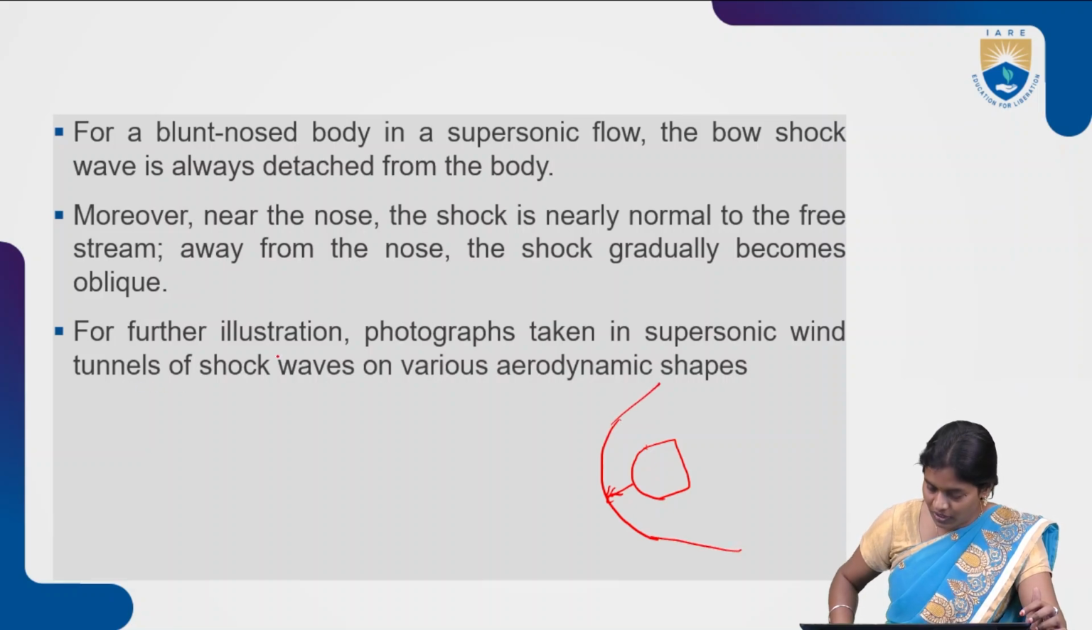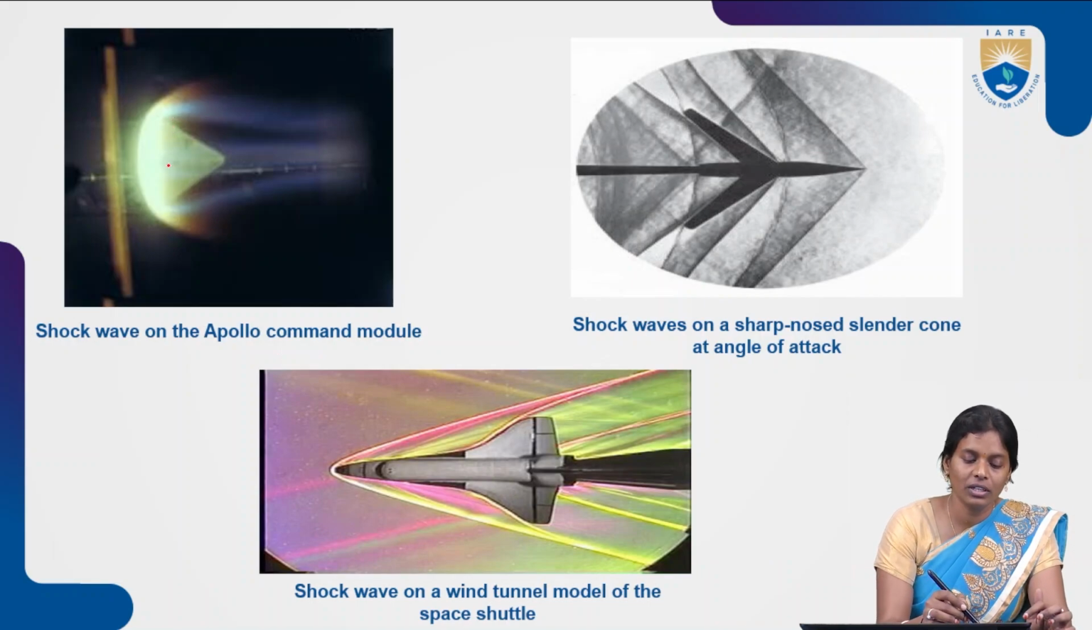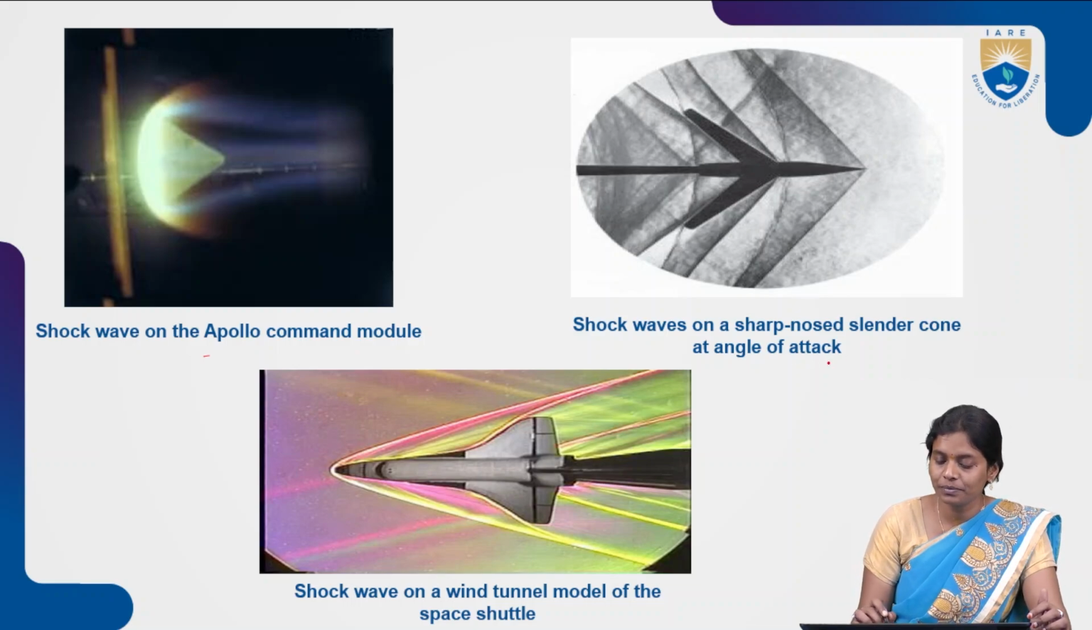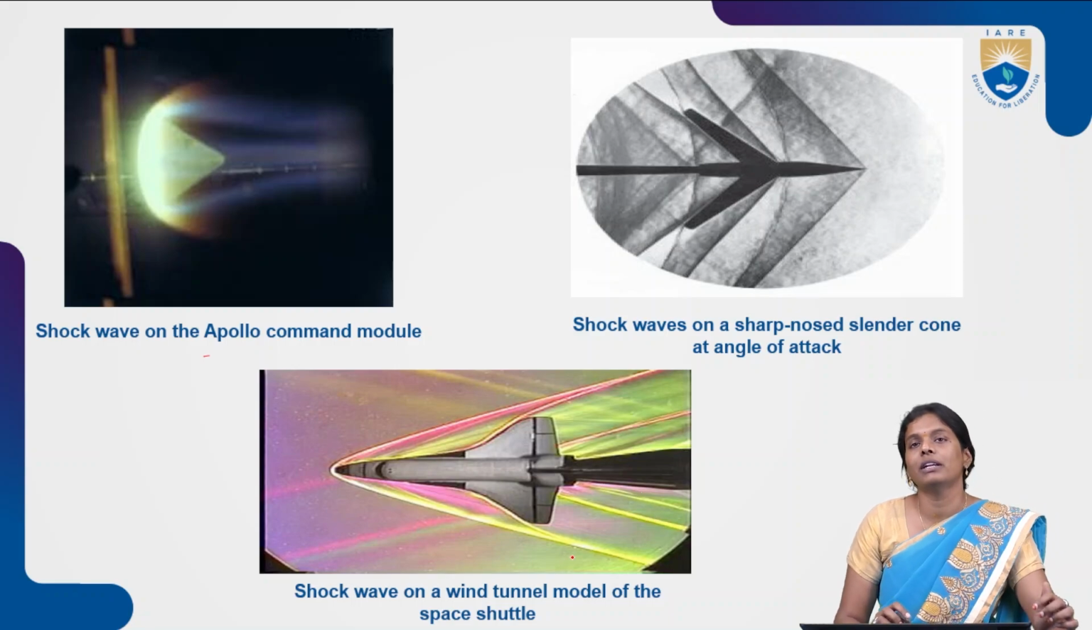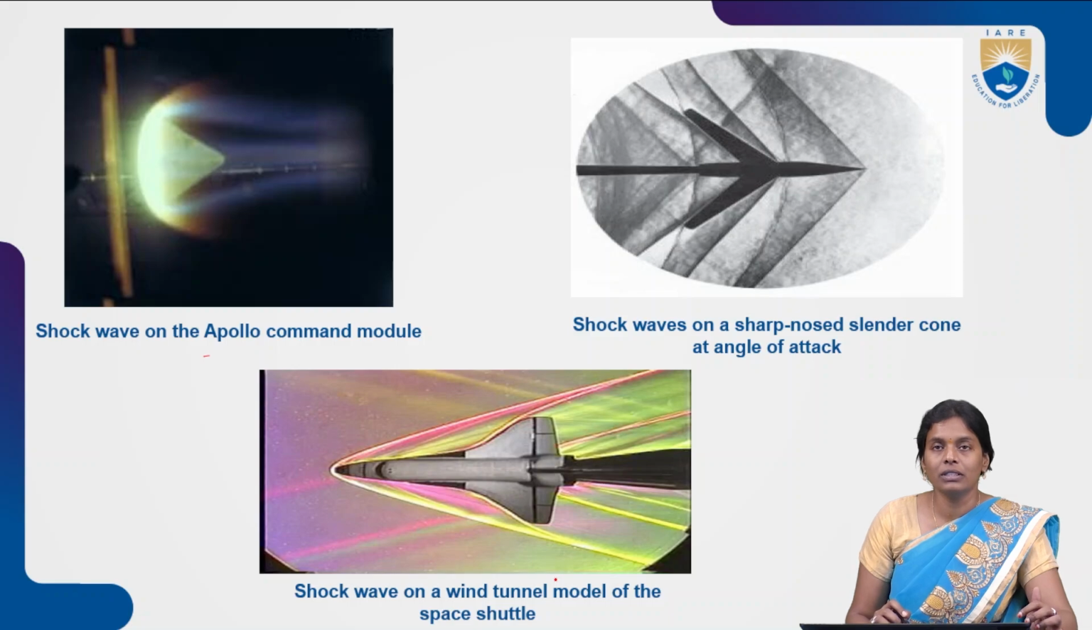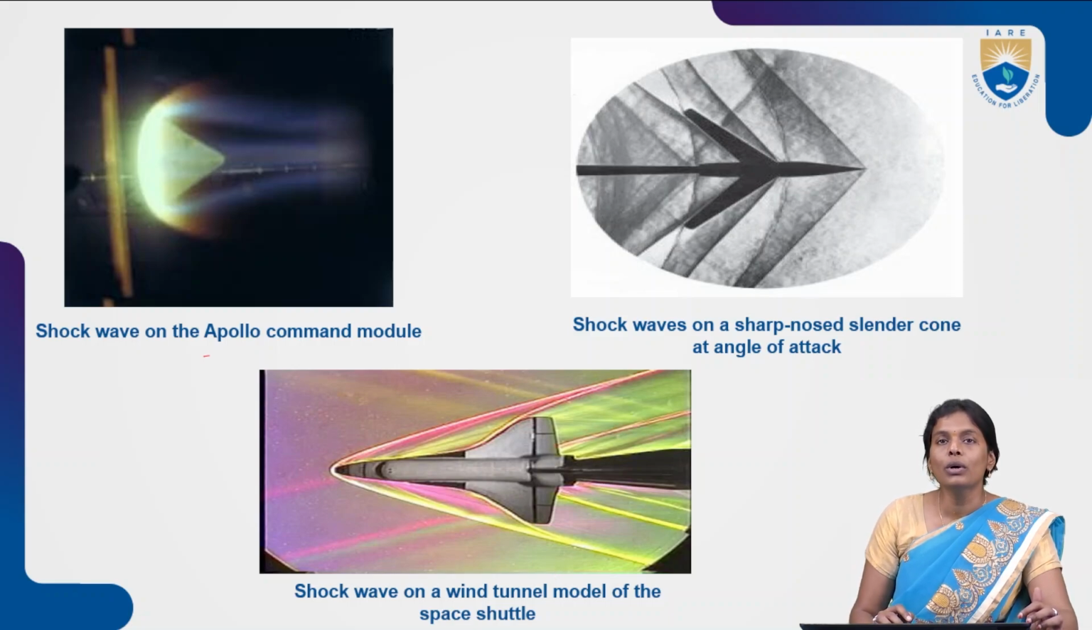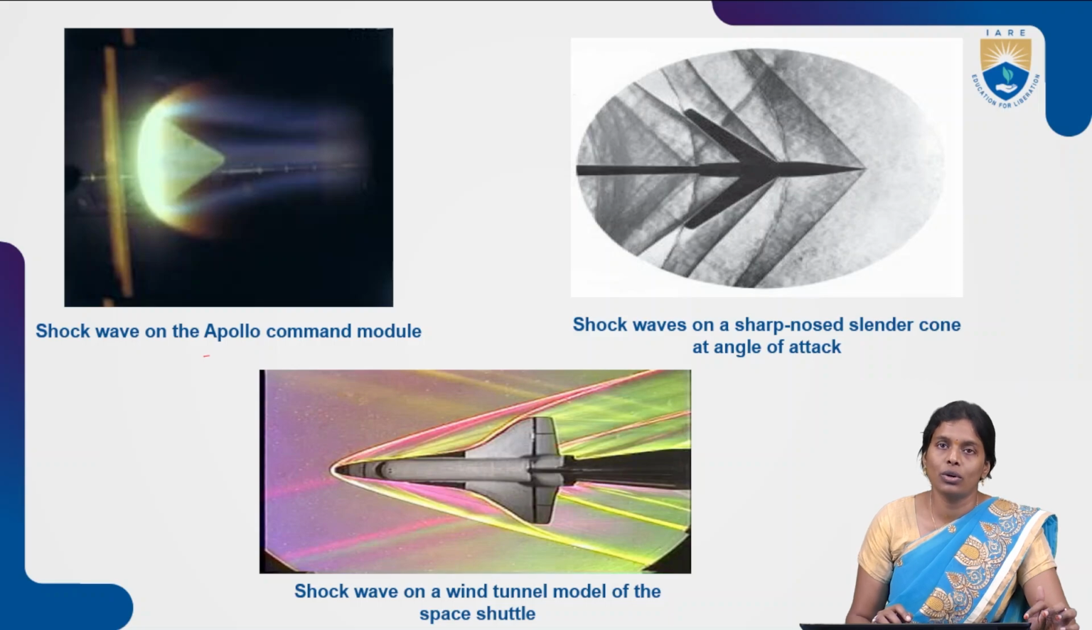For further illustration, here is an example of a bow shock wave in the presence of a body: the Apollo command module. We can see the shock wave present in this one. This one is a sharp, slender nose cone at different angles of attack. You can see the presence of oblique shock waves, right? Here, for a wind tunnel model of the space shuttle, you can also see the oblique shock wave formation. So at higher speed, on the surface of the body we will see the formation of shock waves.